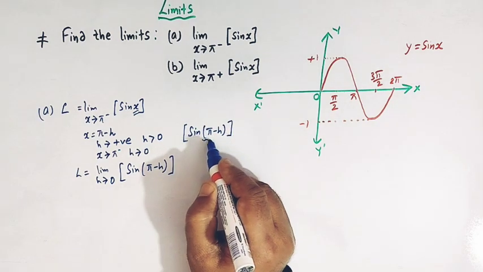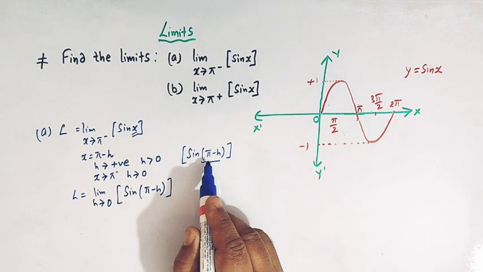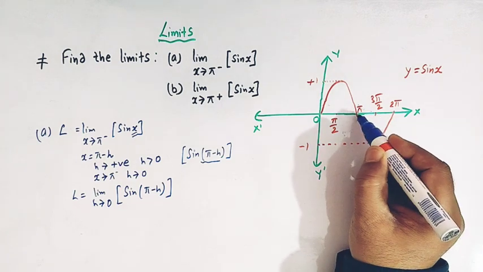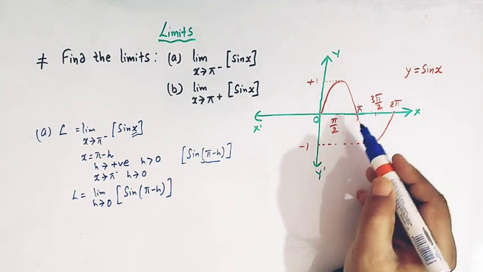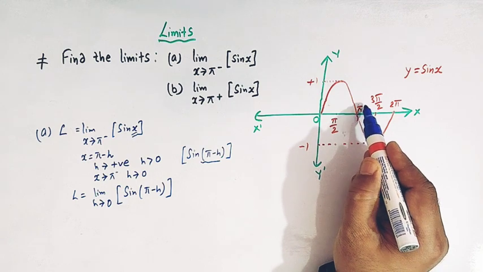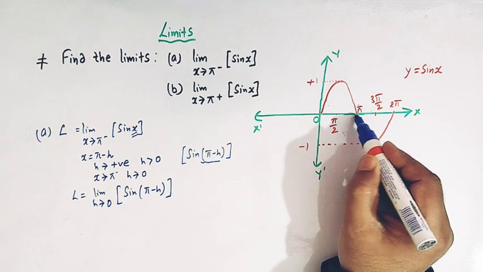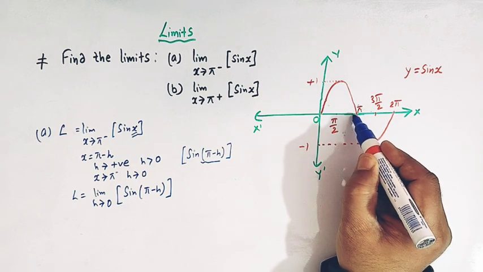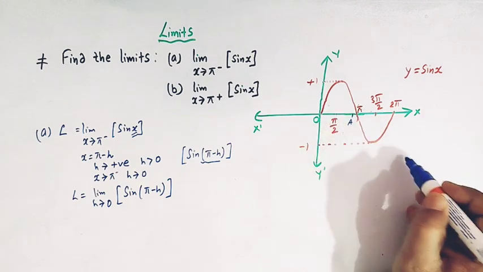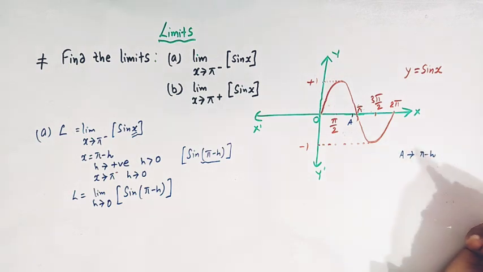Here the angle is pi minus h. So we'll take a point in the neighborhood of x equals pi. Here we have pi, so we'll take a point in the left neighborhood of pi. Let us take this point as A, and this point A is pi minus h.